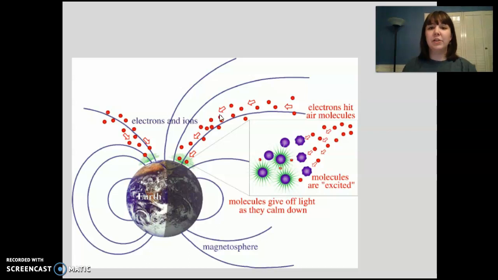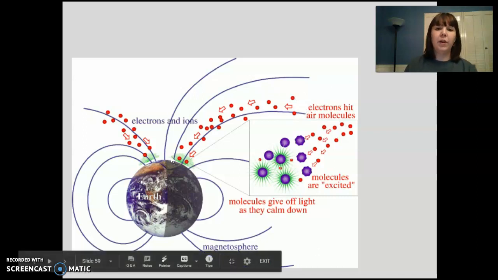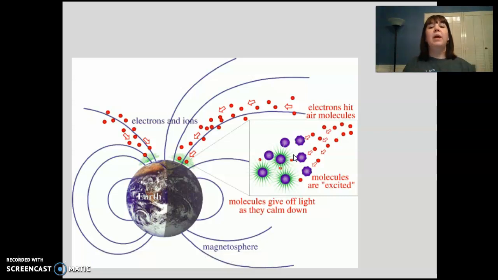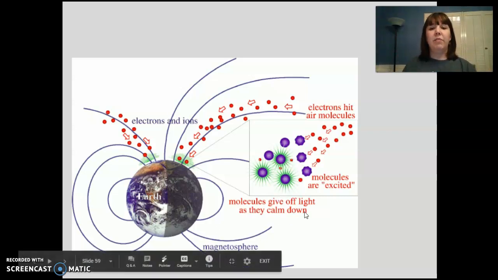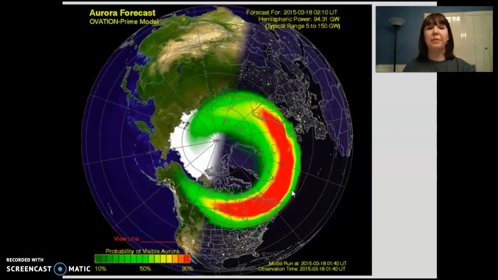So here's the sun's energy coming in. Those electrons will hit the air molecules. They'll be pulled around through that magnetic field around the Earth. The molecules are excited. The electrons jump. And then once they calm down, it gives off the light that you see. You can actually forecast auroras, both the north and the south, depending on the solar energy that's occurring as well as atmospheric conditions. Where's the best place to see it and what time?